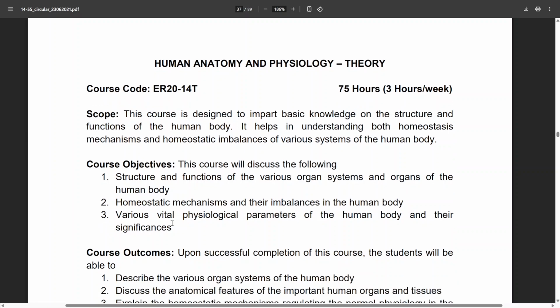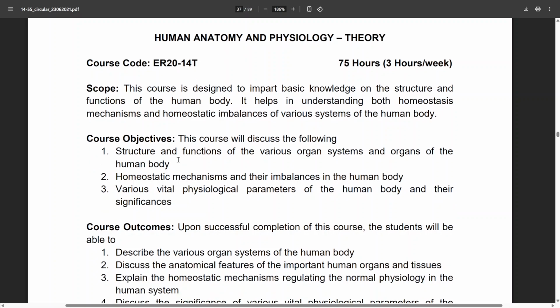Now let's come to the syllabus of human anatomy and physiology. Scope. This course is designed to impart basic knowledge on the structure and function of the human body. It helps in understanding both homeostasis mechanisms and homeostatic imbalances of the various systems of the human body.